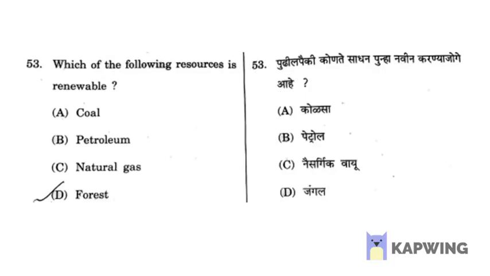Okay, now which of the following resources is renewable? As we can see, coal is non-renewable, it gets exhausted. Petroleum is non-renewable, it gets exhausted. Natural gas is non-renewable, it gets exhausted. Now forest is something which gets exhausted, but you can cultivate it, so it is a renewable source among these four. So the correct option here is option D.